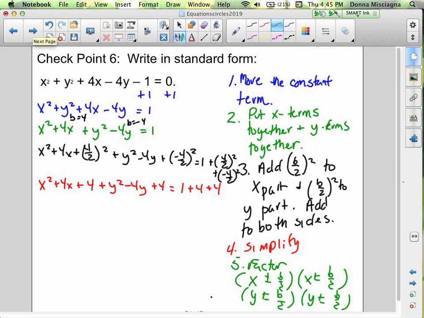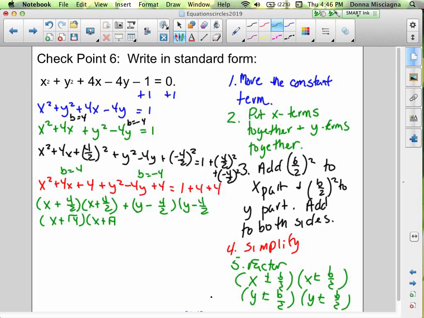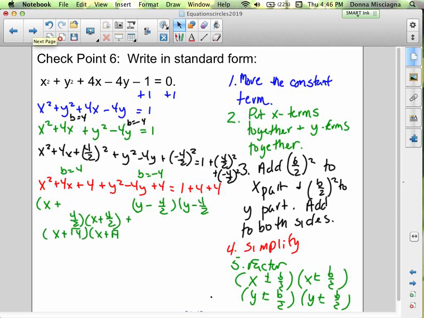Whether you think of it as b divided by 2, then that would be x plus, and b is positive 4, so x plus 4 divided by 2. If you prefer to think of it as the square root of c, then that would be x plus the square root of 4. Okay, and for the y terms, if you like to divide b, which is negative 4, by 2, then that would be y minus 4 divided by 2. Oh, I didn't simplify the numbers. I usually add them together first, and I didn't bother to do that. Let me do that in the next step. I'll move this step down.